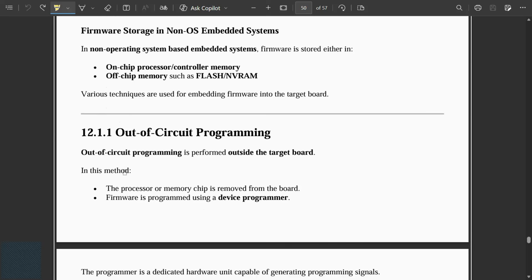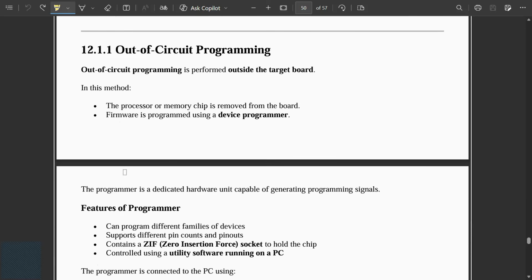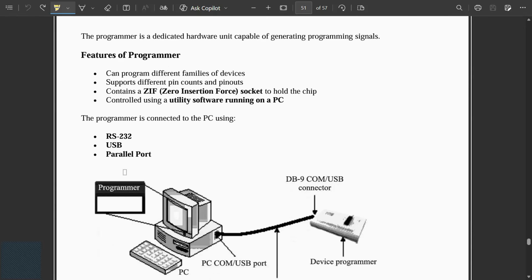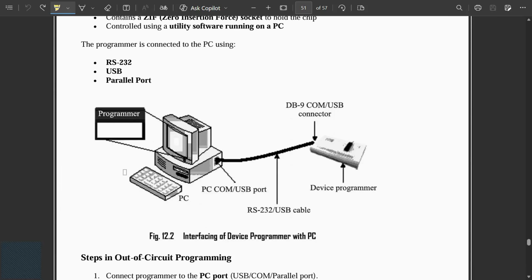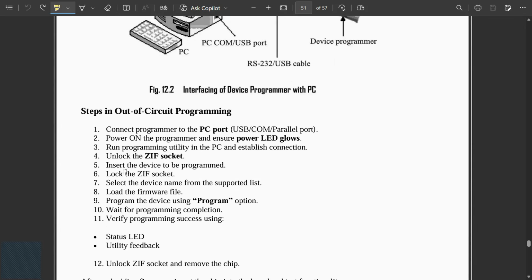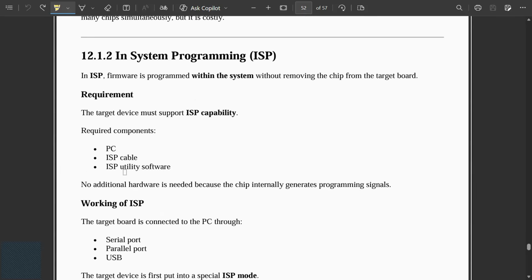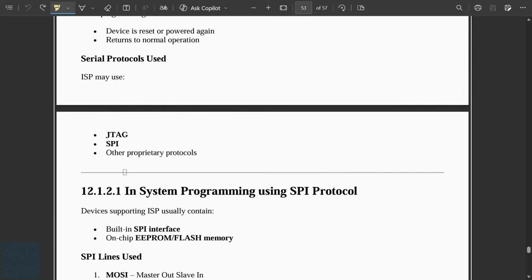You can observe here out of circuit programming. Here it is performed outside the target board. In this method, the memory chip is removed from the board and the firmware is programmed using a device programmer. The features of that programmer are given here, and the programmer is connected to the PC using RS-232, USB or parallel port. Then the steps in out of circuit programming are given, and in-system programming is done within the system; its requirement and working of ISP are given here.